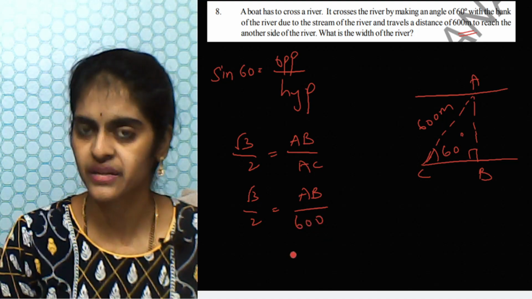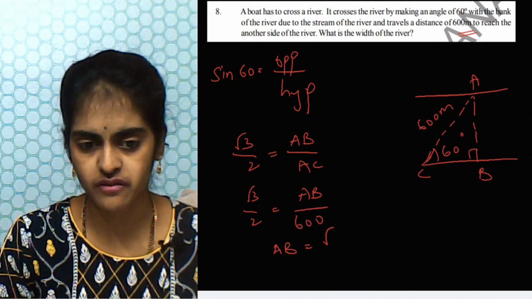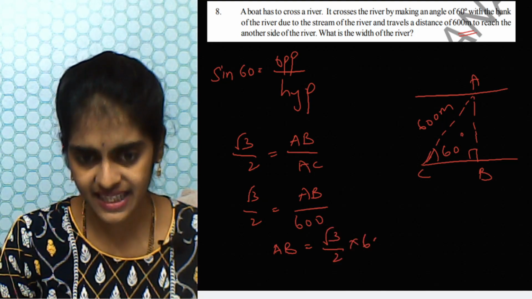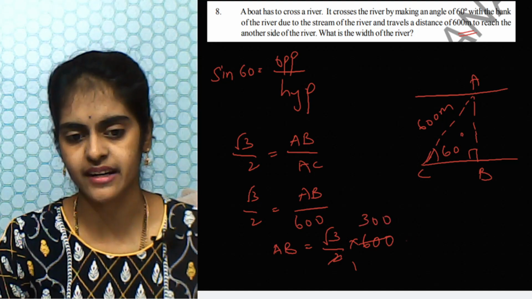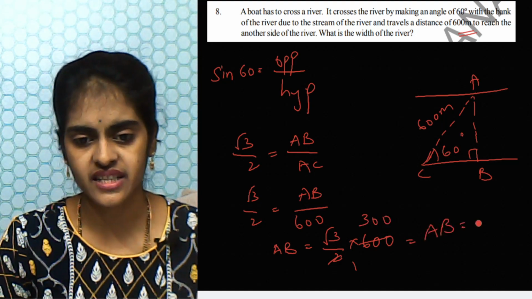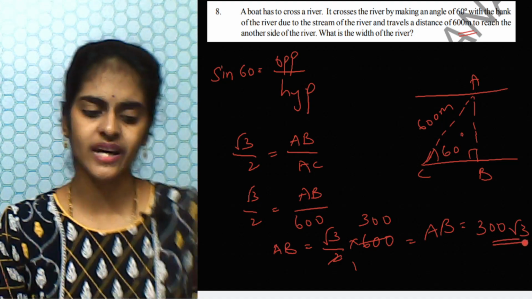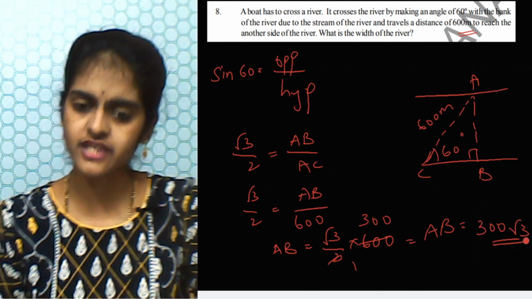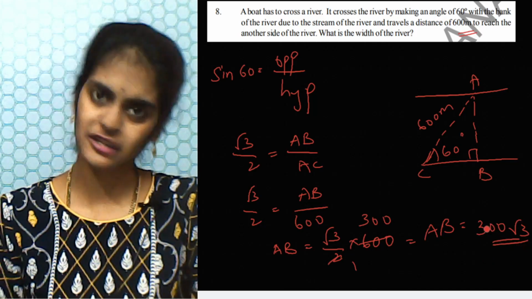AC is 600. So AB is nothing but, transposing 600 to the LHS, root 3 by 2 multiplied by 600. 2 ones are 2, 300s are 600. So AB, the width of the river, is nothing but 300 root 3 meters. You can stop your answer here, otherwise you can calculate the value by substituting root 3 as 1.732. Let us move on to the next one now.